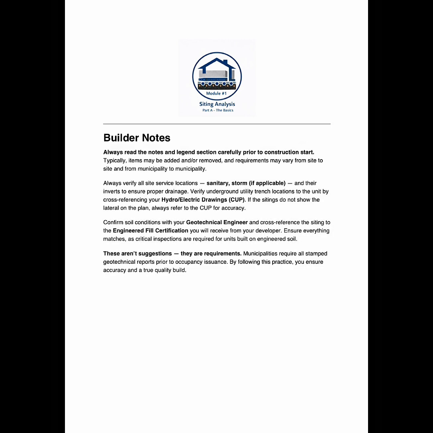Builder notes. Always read the notes in the legend section carefully prior to construction start. Typically, items may be added and or removed, and requirements may vary from site to site and from municipality to municipality. Always verify all site service locations, sanitary, storm if applicable, and their inverts to ensure proper drainage. Verify underground utility trench locations to the unit by cross-referencing your hydroelectric drawings, or what we call the CUP. If the siting does not show the lateral on the plan, always refer to the CUP for accuracy.